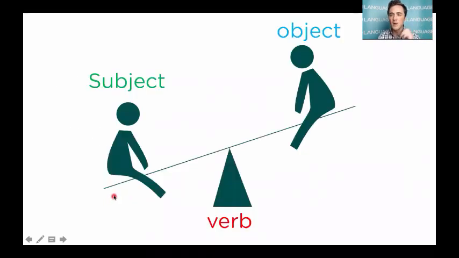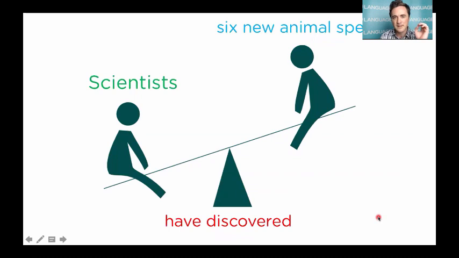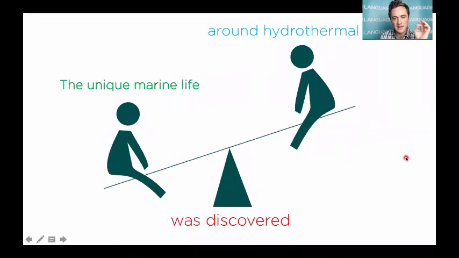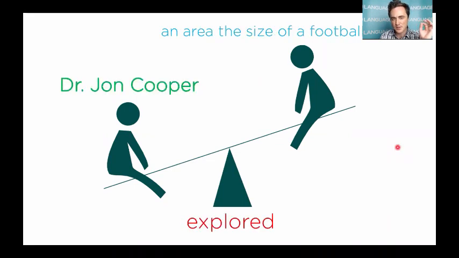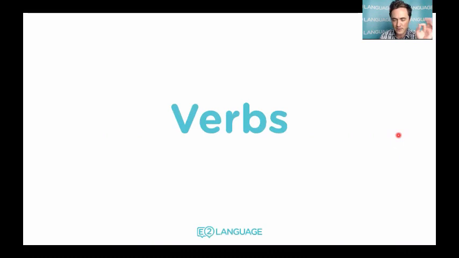Okay? Fine. We might think about subject, verb, object like this. Here's the subject, here's the verb, here's the object. This is a nice, simple sentence. Scientists have discovered 6 new animal species. We can see the subject, verb, and object. The unique marine life was discovered around hydrothermal vents. Subject, verb, object. Dr. John Cooper explored an area the size of a football stadium. Subject, verb, object.